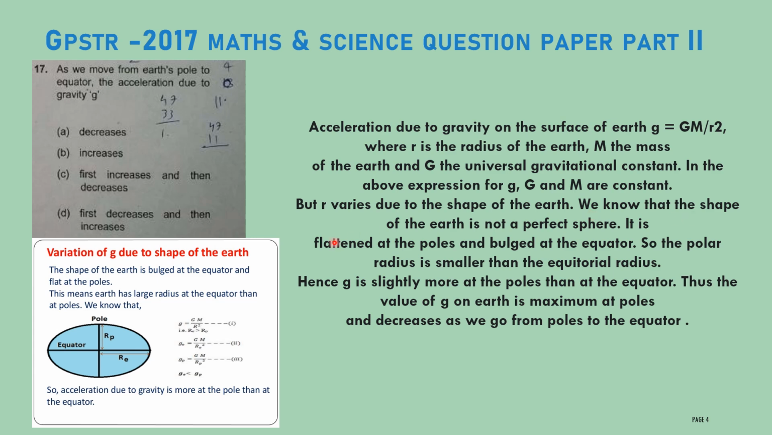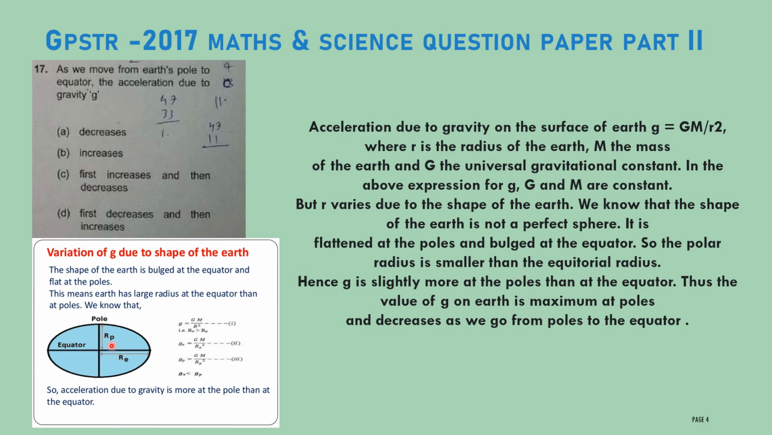We know that the shape of the earth is not a perfect sphere. It is in the form of an oval. It is flattened at the poles and bulged at the equator. So the polar radius is smaller than the equatorial radius.